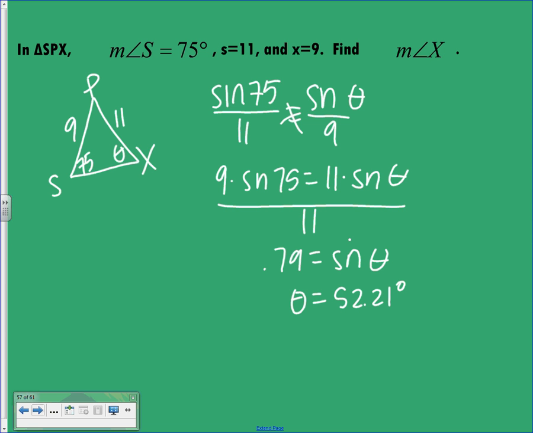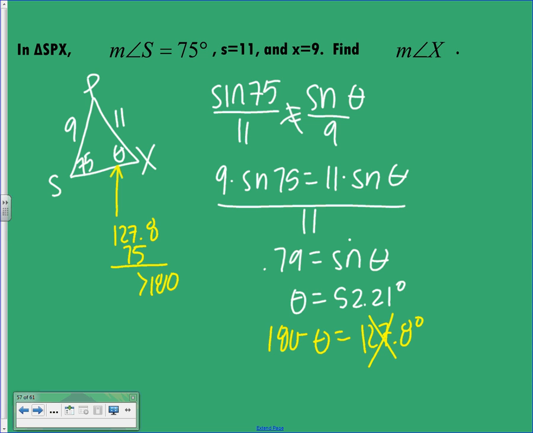Again, because I'm taking the sine inverse, because there's two different options, I need to have two different answers. And that second option would say 180 minus your solution. So that would give me 127.8 degrees. Okay, so now let's check to see if that works. If this angle is 127.8 and they gave me 75, this is already over 180. So that solution does not work because these two angles would be greater than 180, so I couldn't have a third angle. So our only answer is 52.21.